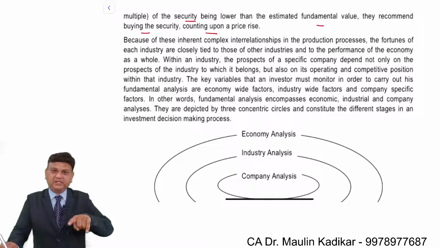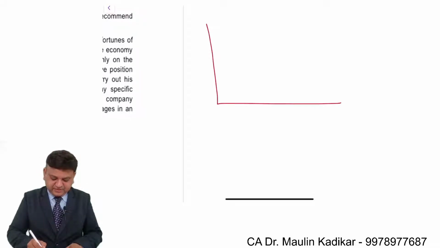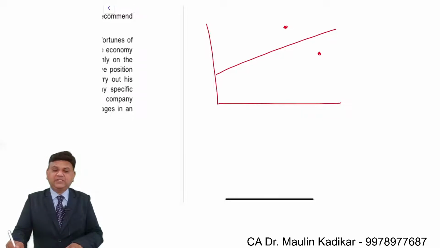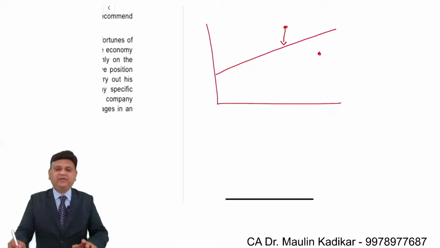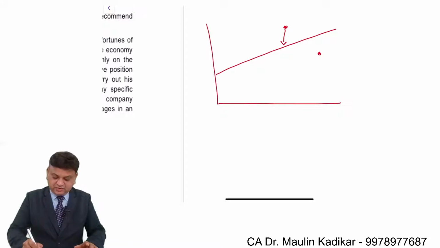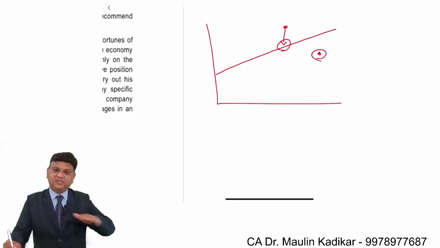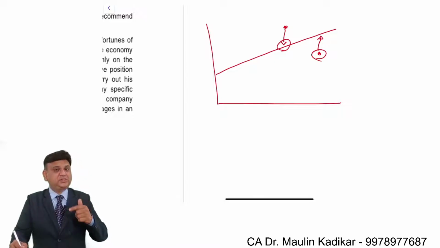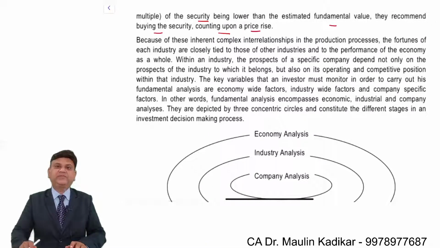So you can relate this point with the security market line concept of the CAPM. The security may be underpriced, the security may be overpriced. If it is underpriced, everybody will buy, the price will go up, and the security will fall on the security market line. If it is overpriced, everybody will sell, and with that the price will fall down, and the security will once again fall on the security market line. So ultimately, the price of the security will be equal to its fundamental value.